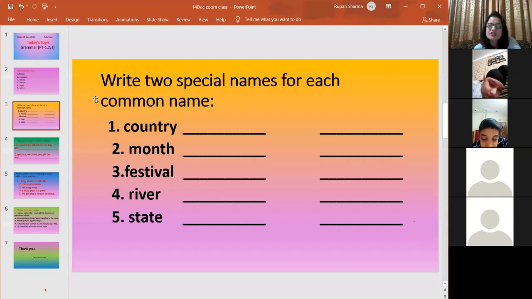America, okay. Australia. Beta, always start the special noun with a capital letter. Ye pehchan hoti hai special name ki. Whenever you have to identify a special name in a sentence, this is a clue. A special name always starts with a capital letter. Okay, so yes, Canada, India, America, very nice.